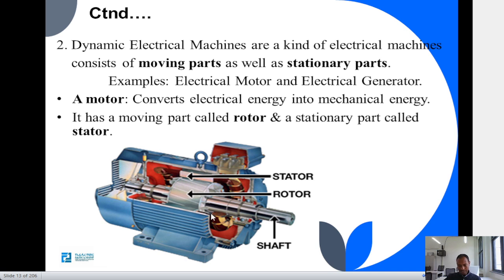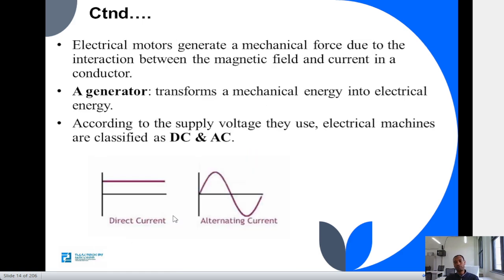This is an induction motor. Normally the middle one is called the rotor. It is the rotating part, the movable part. And the outer part is called the stator, or the stationary part of it.